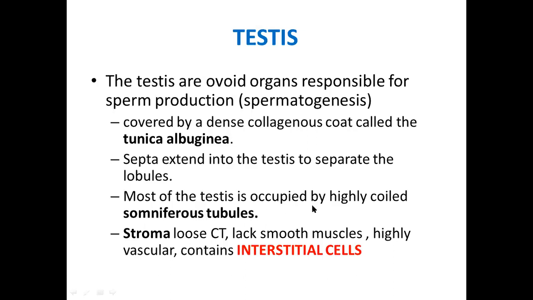Between the lobules are the septa, which have loose connective tissue. Stroma is the connective tissue component within the lobule, between adjacent seminiferous tubules. It is loose connective tissue, doesn't have any smooth muscles, and is highly vascular. This stroma within the lobule has the interstitial cells or Leydig cells, the cells responsible for the production of testosterone inside the testes.